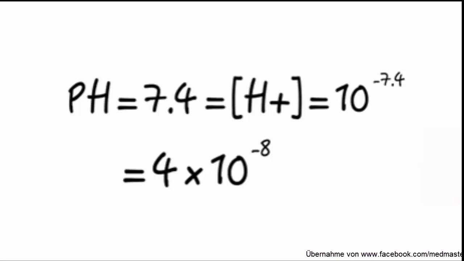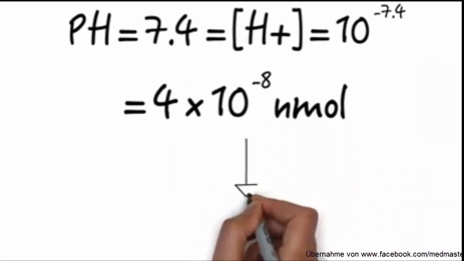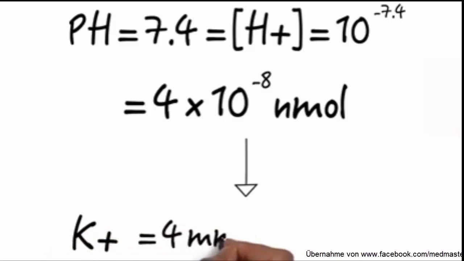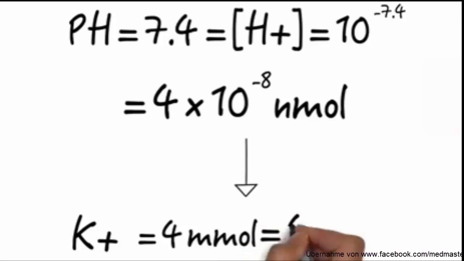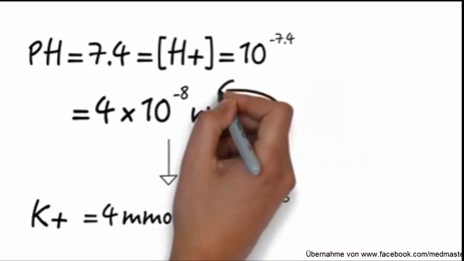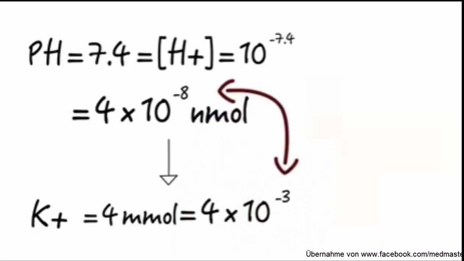Now, you don't have to do the calculation yourself, just trust me on this. As you're probably aware, that's nanomolar. Now let's compare that to the concentration of potassium, as I said previously. What's the normal potassium concentration? That's about 4 millimolar, right? 4 millimolar would equal 4 times 10 to the minus 3. Now you can probably see why I converted the pH value above.